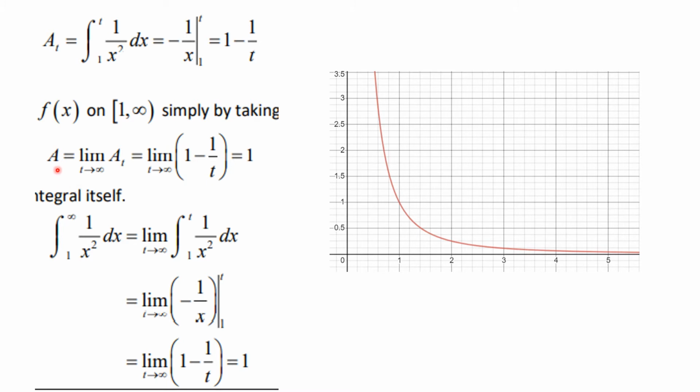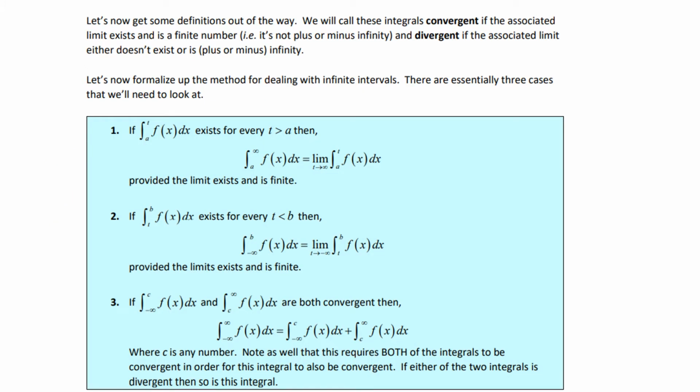But what happens when we take the limit, and this is what we define to be the area: the limit as t goes to infinity of A sub t. As t goes to infinity, the 1 over t part becomes smaller and smaller, so this limit is 1. And that is the answer to the problem, and here's how you would write it. This is defined to be the limit as t goes to infinity. We do the integration up to t, and then we take the limit of our answer as t goes to infinity.